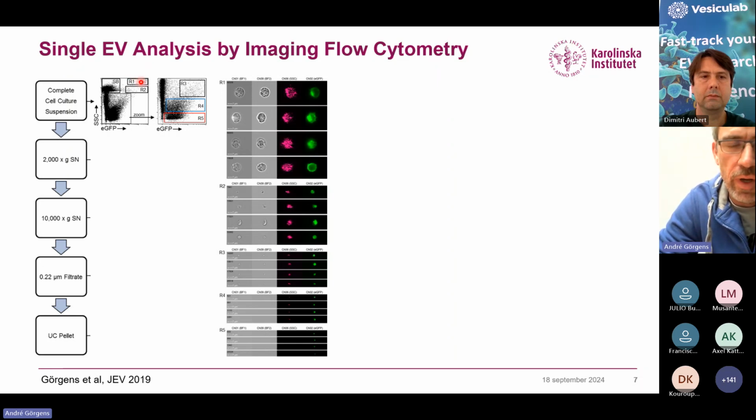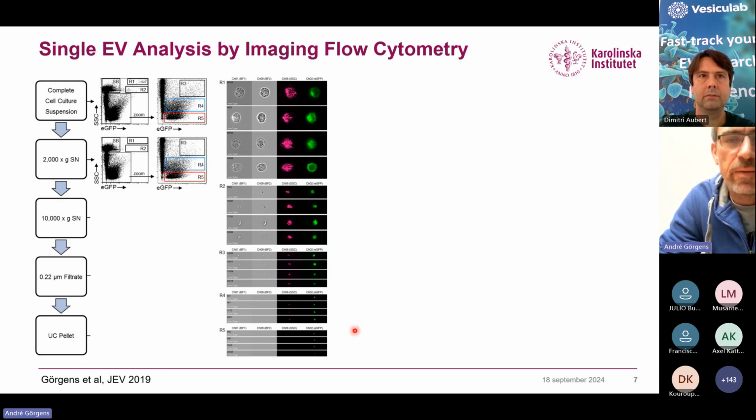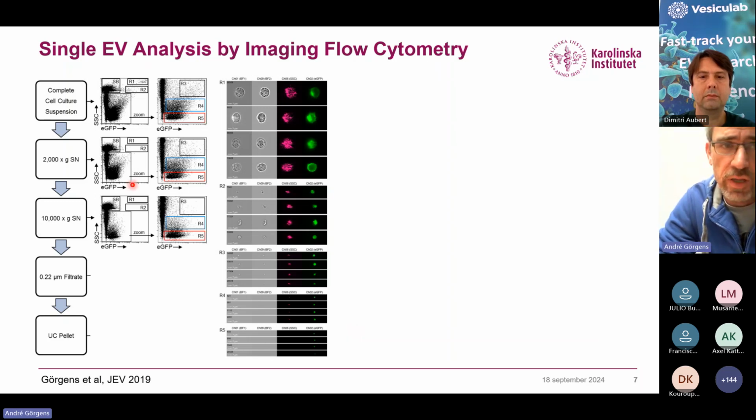You see this top one, R1, is the cells. If you go down the scatter axis, you see that the R2 gate is probably debris or apoptotic bodies. And if you go down and zoom in to the lower populations, way below a cell's scatter equivalent, you see there are different populations. Then at the end, for this R5 gate, you can't pick up any bright field or scatter signals, but single fluorescent dots.